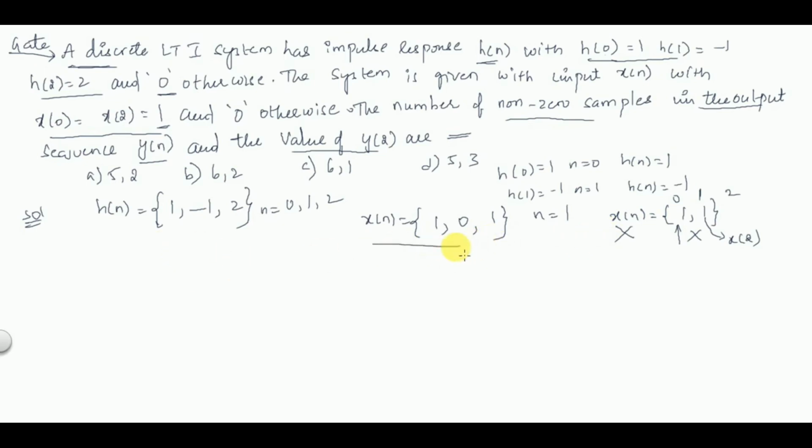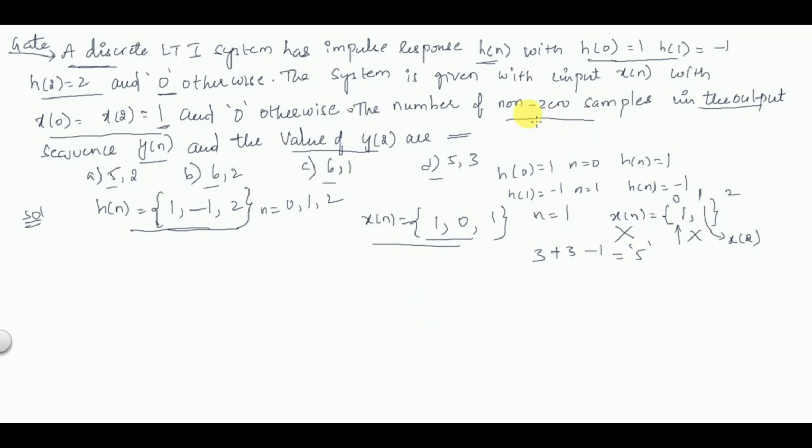Once you have x of n and h of n, we have to find whether to perform linear or circular convolution. With circular convolution, the number of samples will be only 3. Here in the options, we see 5 and 6, so obviously you have to perform linear convolution only. The number of samples in x of n is 3 and in h of n is 3, so 3 plus 3 minus 1 is equal to 5 samples.